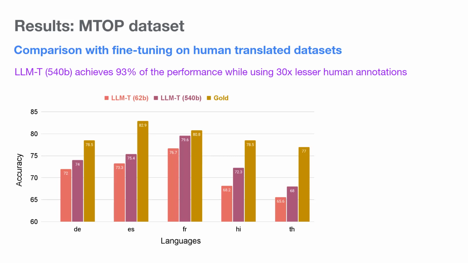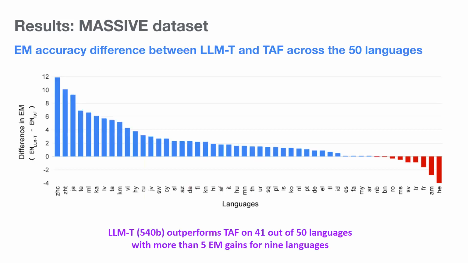Next, we scale up our experiments from 5 languages to 50 typologically diverse languages in the MASSIVE dataset. In this figure, we plot the difference between the accuracy obtained by our method using the PaLM 540 billion model and the TAF baseline that relies on off-the-shelf translation services. We observe that our method outperforms the TAF baseline on 41 out of 50 languages, and for 9 of these languages, we observe larger gains of more than 5 accuracy points.